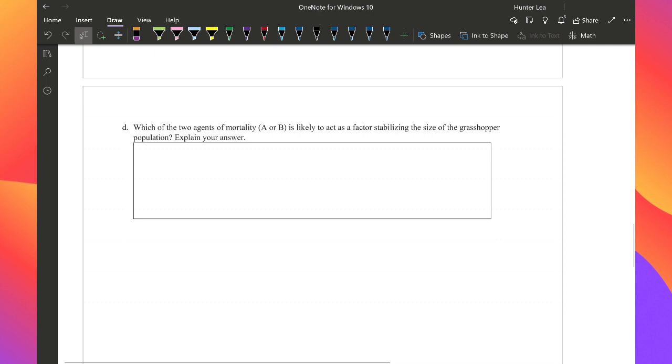Which of the two agents of mortality, A or B, is likely to act as a factor stabilizing the size of the grasshopper population? And explain your answer. What do we mean by stabilizing the population? If an agent of mortality just kills all of the grasshoppers indiscriminately, would that be a stabilizing factor? The answer, of course, is no, because that would be an extinction level event for that population of grasshoppers.